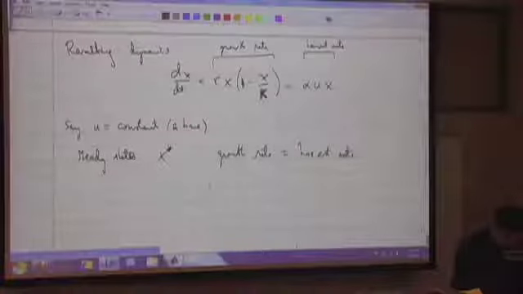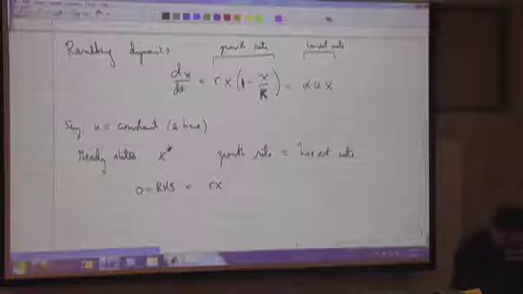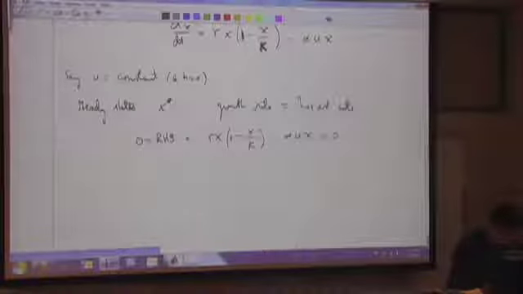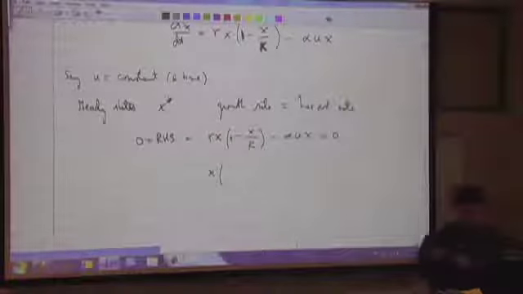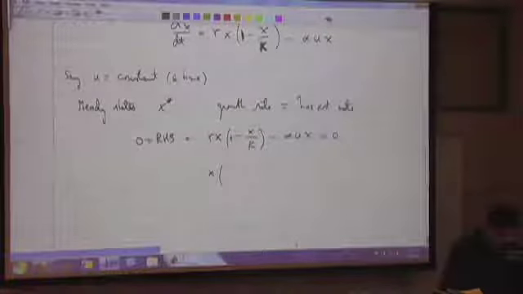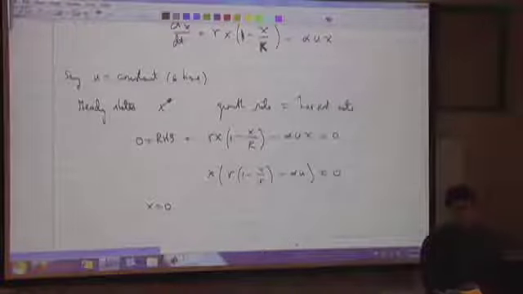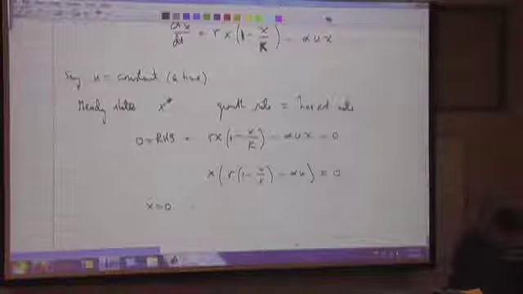or basically the right hand side equals 0. So this is r x (1 minus x over K) minus alpha u x equals 0. It's a simple equation you can do by hand, right? So you have x times (r (1 minus x over K) minus alpha u). I'm just factoring out x, right? So x equals 0 is an obvious steady state. There's no fish, there's nothing to harvest, right?